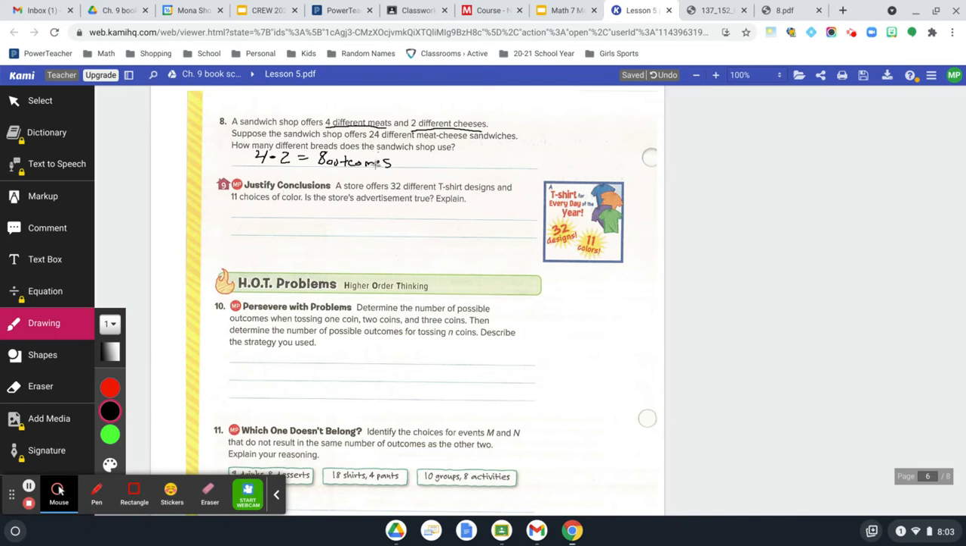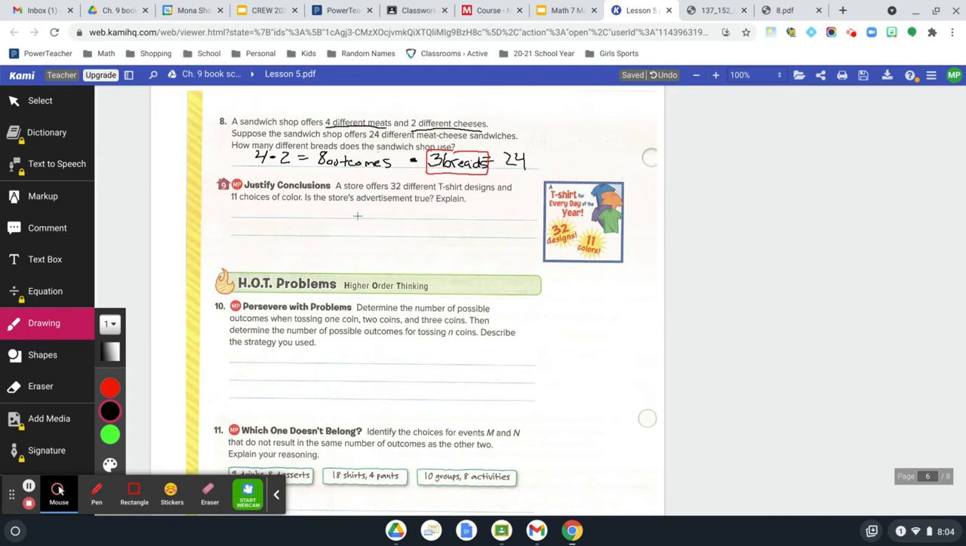Well, if there were 8 outcomes of meat and cheese, and you need to know how many different types of breads, how do you get to 24? So 8 times what is going to give you 24 different sandwiches? So we need this right here missing. I'm hoping you're looking at that and going, well, 8 times 3 is going to give me 24, right? So there are 3 different choices of bread that the sandwich shop is offering, so that there are 24 possible combinations, okay? So 3 is what you're looking for there.